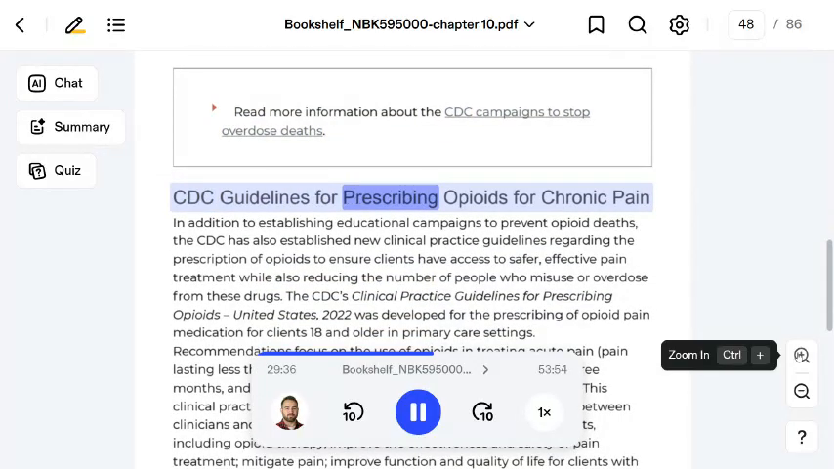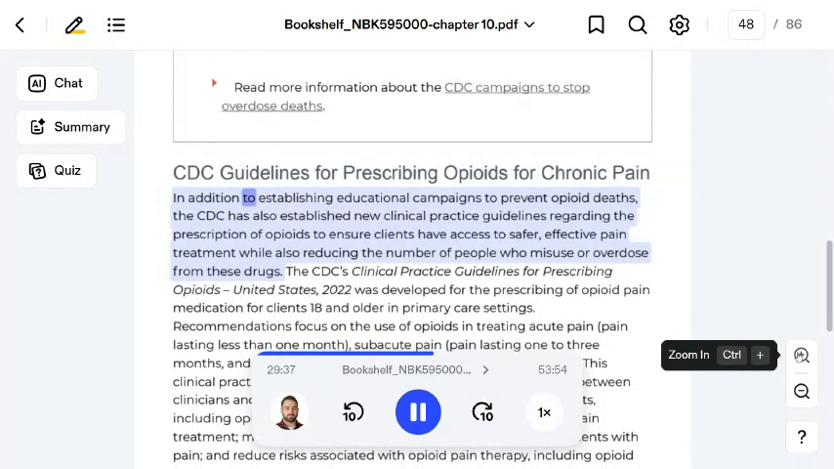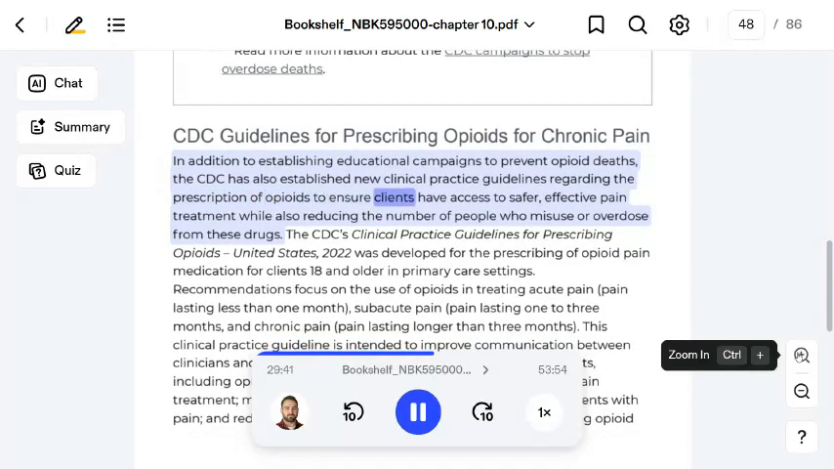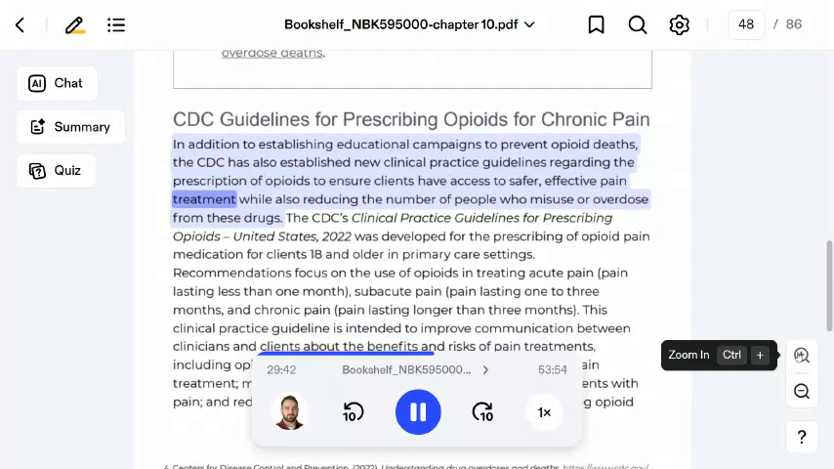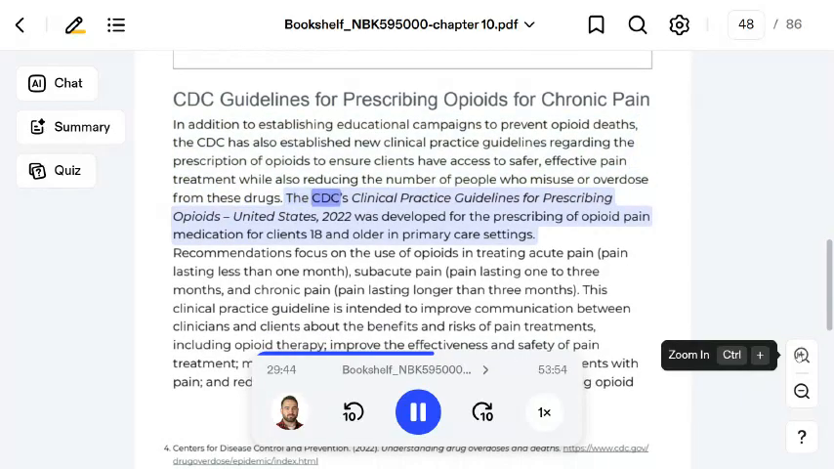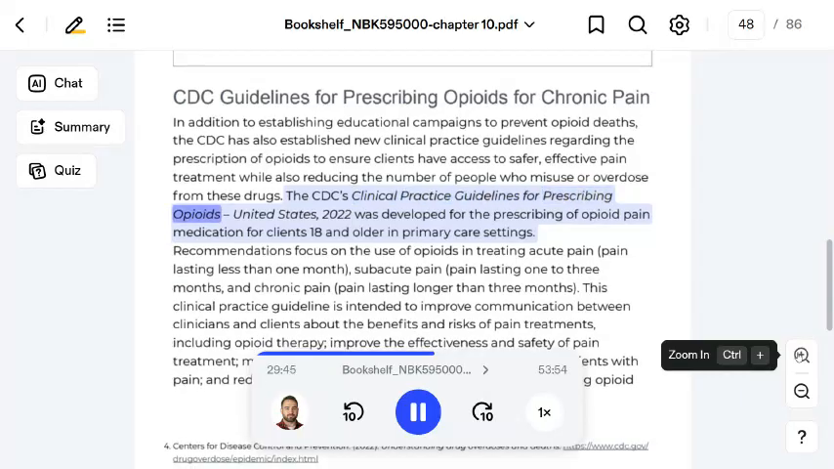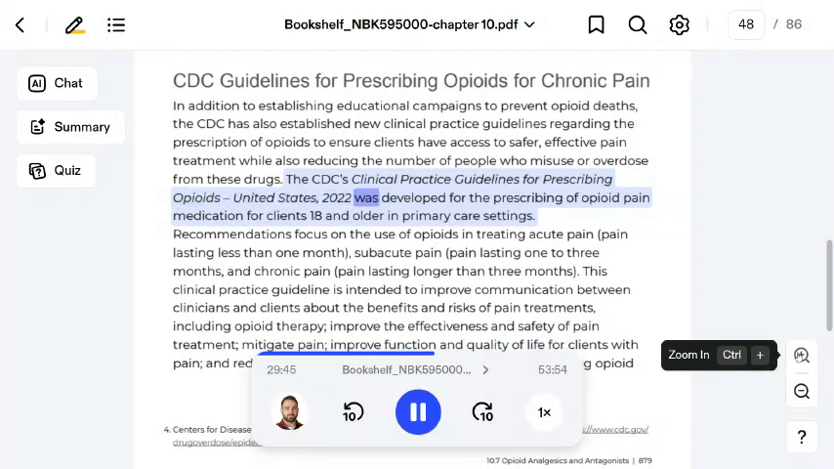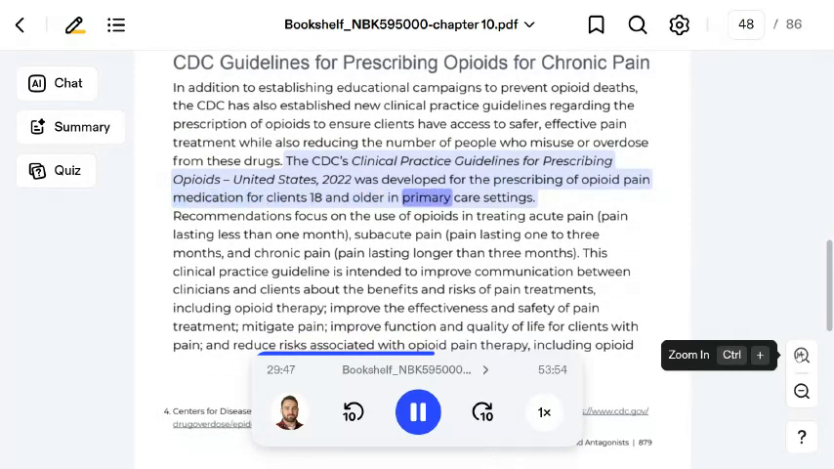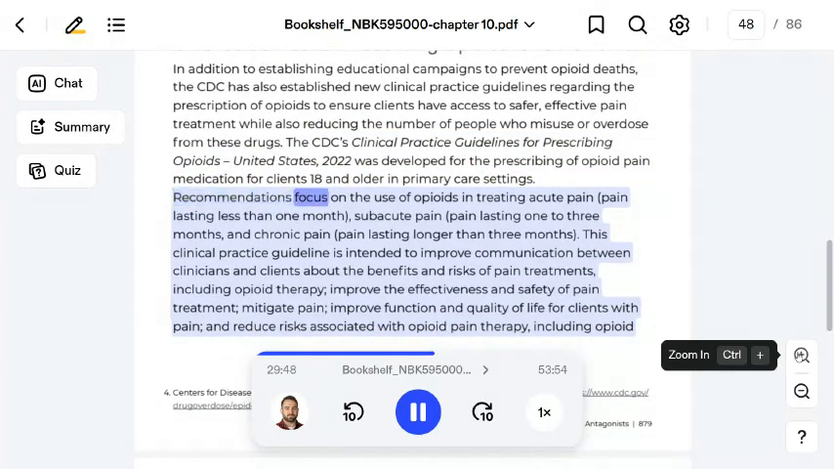CDC guidelines for prescribing opioids for chronic pain. In addition to establishing educational campaigns to prevent opioid deaths, the CDC has also established new clinical practice guidelines regarding the prescription of opioids to ensure clients have access to safer, effective pain treatment, while also reducing the number of people who misuse or overdose from these drugs. The CDC's Clinical Practice Guidelines for Prescribing Opioids, United States 2022 was developed for the prescribing of opioid pain medication for clients 18 and older in primary care settings. Recommendations focus on the use of opioids in treating acute pain, subacute pain.